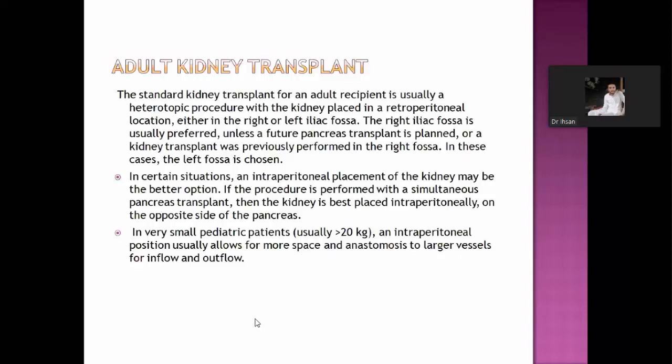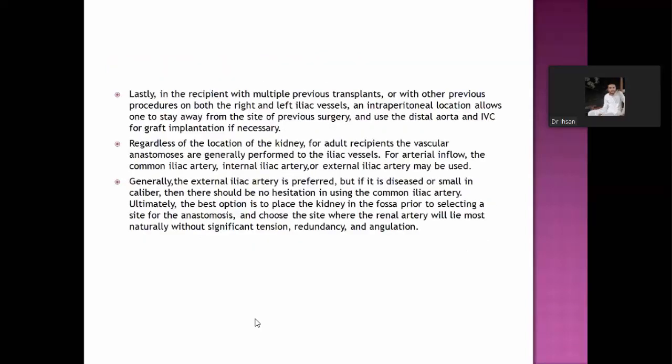In certain situations, an intraperitoneal placement of the kidney may be the better option. If the procedure is performed with a simultaneous pancreas transplant, then the kidney is best placed intraperitoneally on the opposite side of the pancreas. In very small pediatric patients, usually less than 20 kg, an intraperitoneal position usually allows for more space and anastomosis to larger vessels for inflow and outflow.